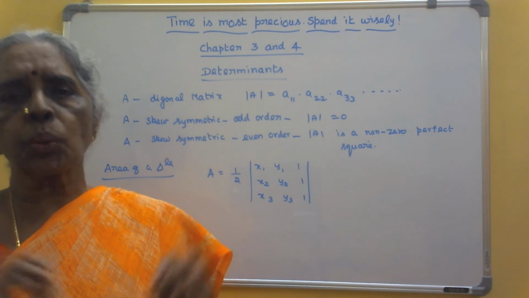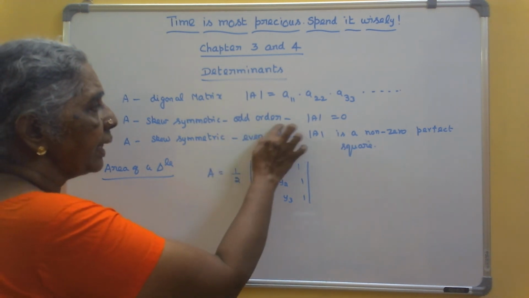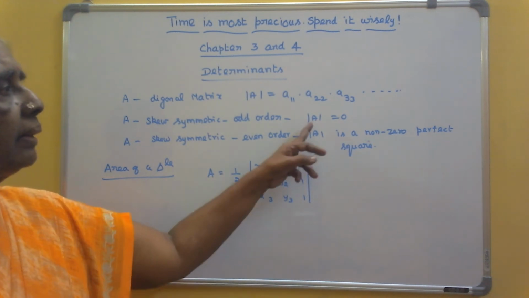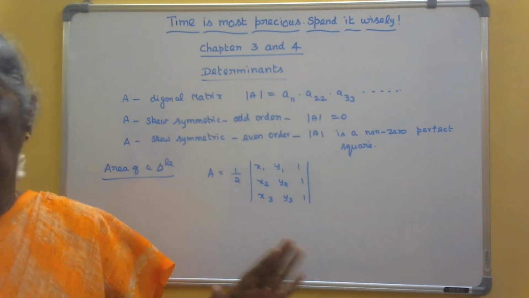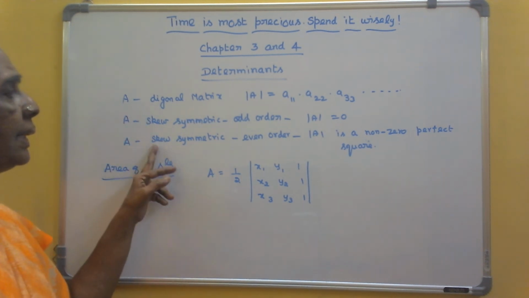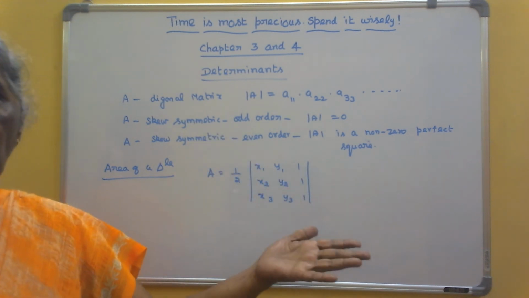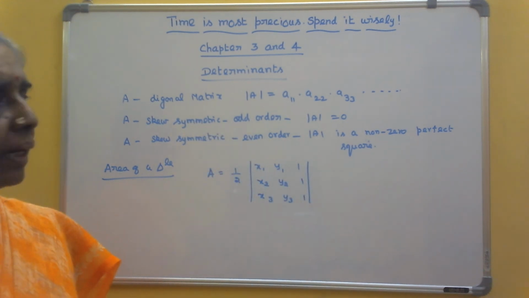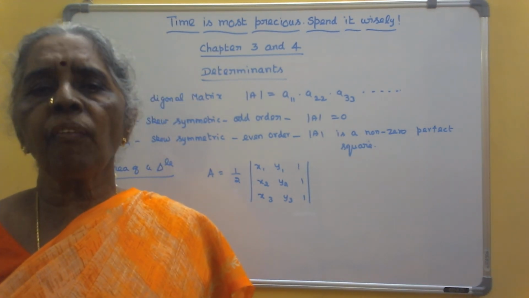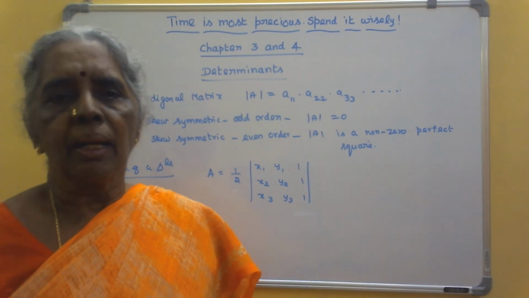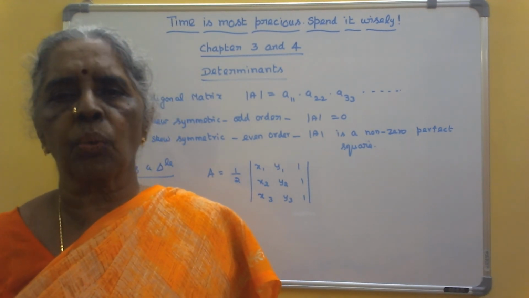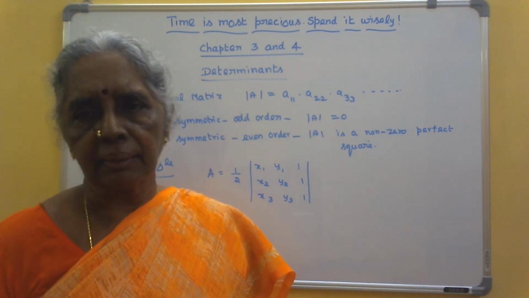If A is a skew symmetric matrix and if it is of odd order, that is 1, 3, 5 like that, then the determinant value is 0. You need not calculate anything. If A is a skew symmetric matrix of even order like 2, 4 etc., the determinant A will be a non-zero perfect square number only. Supposing they give you options, you have to check which number is a perfect square and that will be the answer.